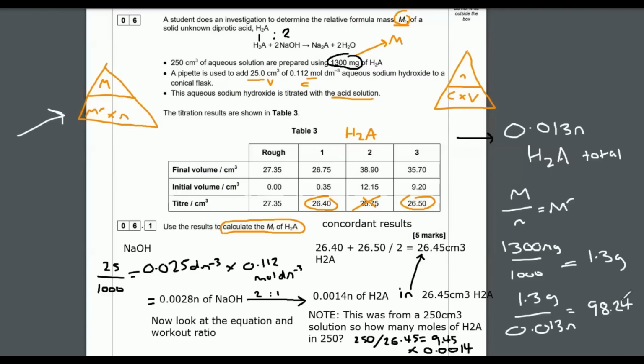98.24. And I might want to round that to three significant figures, so I'm going to leave it as 98.2, or you could say 98.1. It's up to you. I'm sure they're pretty generous on the mark scheme. And that is our final answer. That is the Mr of the diprotic acid, 98.2. And here we go. That's going to pick you up 5 lovely marks.